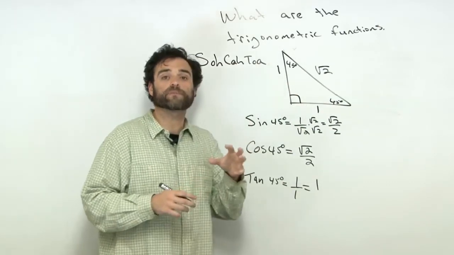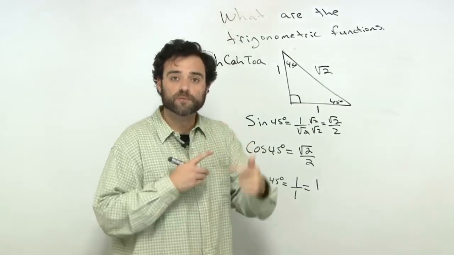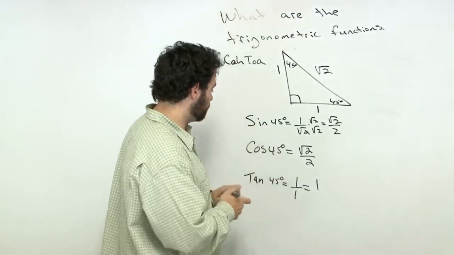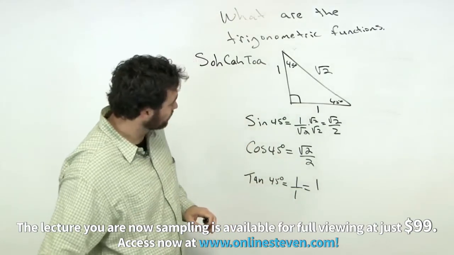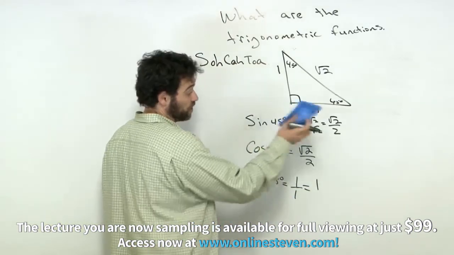If you commit those 3 to memory, doing the inverse, the reciprocal, is easy because remember, we're just going to flip them. So let's look at the others. These are the first three. Let's look at the other three.